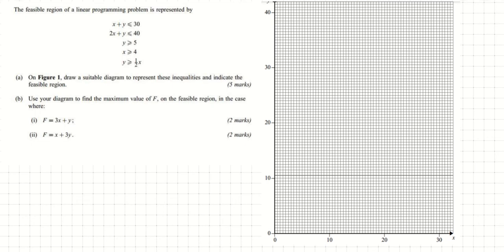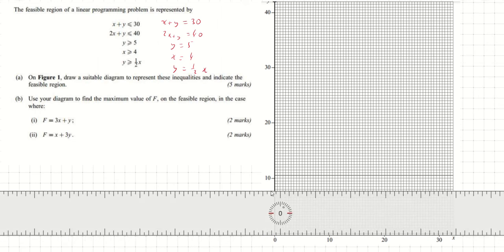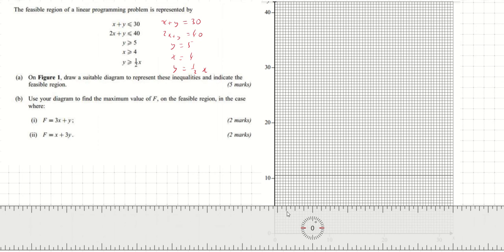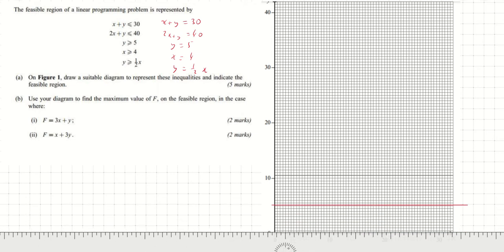So we're going to plot the lines x plus y equals 30, 2x plus y equals 40, y equals 5, x equals 4, and y equals 1/2 x on the graph. It's a little bit tricky for me to do on the computer, but I'll try my best. So the easy ones are the lines y equals 5, because that's a horizontal line going through the point y is 5, which I think is roughly around there. It's not perfect on the computer, but we'll take that.